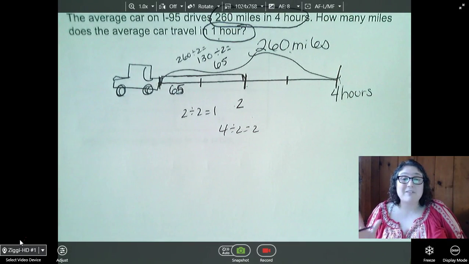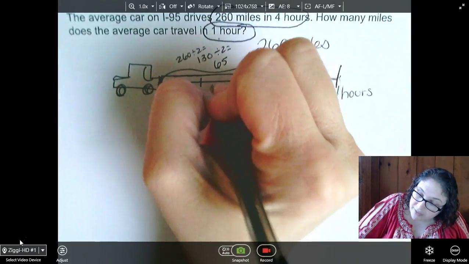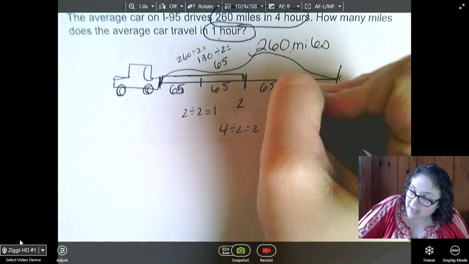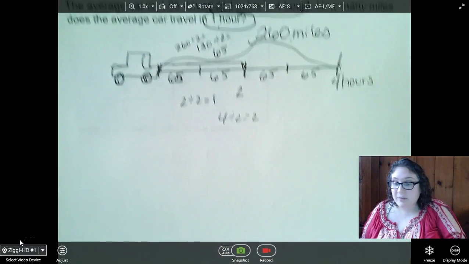How many miles does the average car travel in 1 hour? 65 miles an hour, because I know each one of these sections has to be 65 on average. Now that's one way to do it, okay? I'm going to dig a little bit deeper.